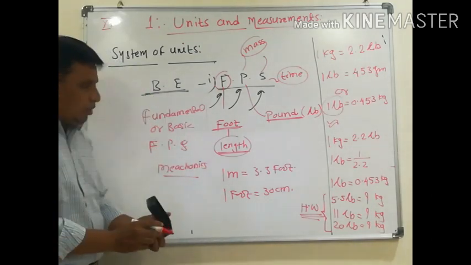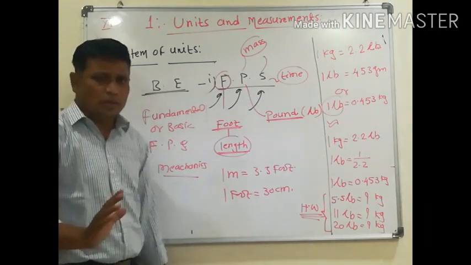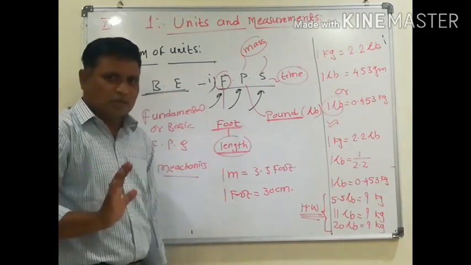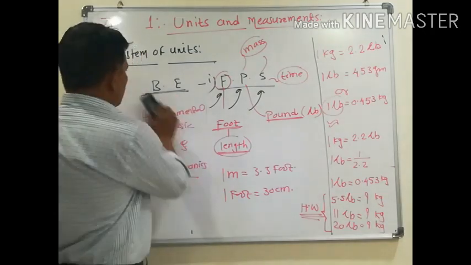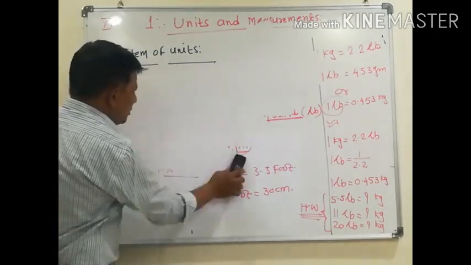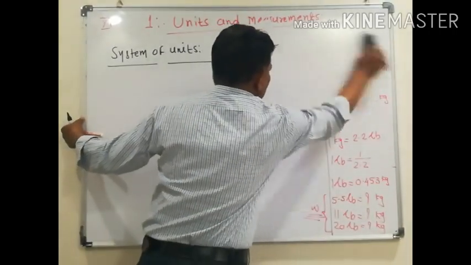So this is about the first system, that is the British engineering system. We discard it, we don't use that system. Now the second system, to measure the small physical quantities. Okay, look here.